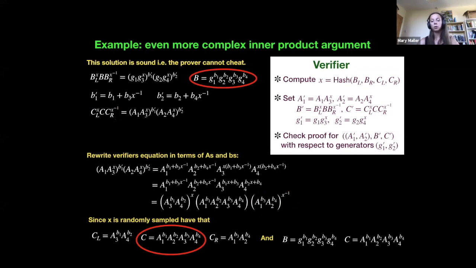And this is exactly what we were trying to show. We were trying to show that if the prover convinces a verifier, then they must know B1 through B4, such that B equals G1 to the B1, G2 to the B2, G3 to the B3, G4 to the B4, and C equals A1 to the B1, A2 to the B2, A3 to the B3, A4 to the B4. Therefore, soundness has been shown.